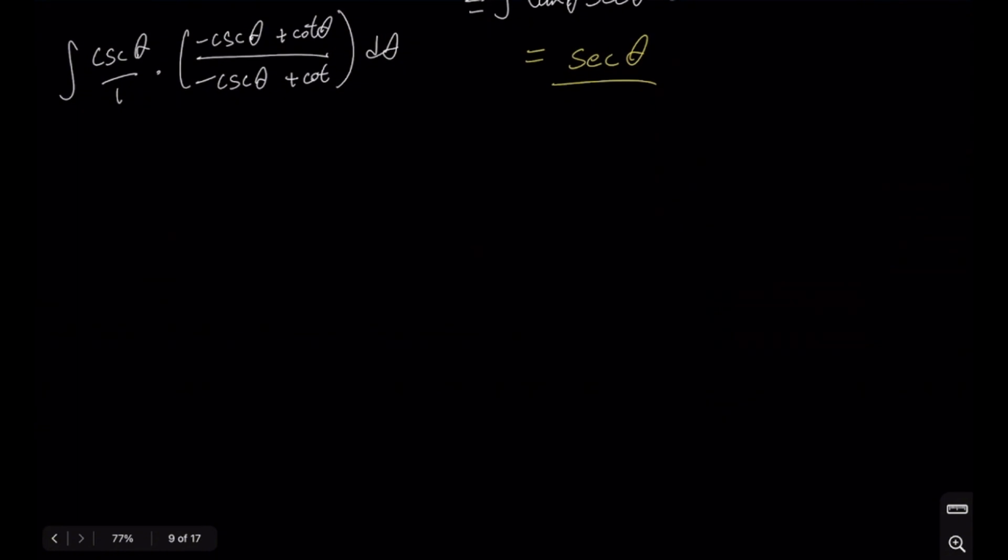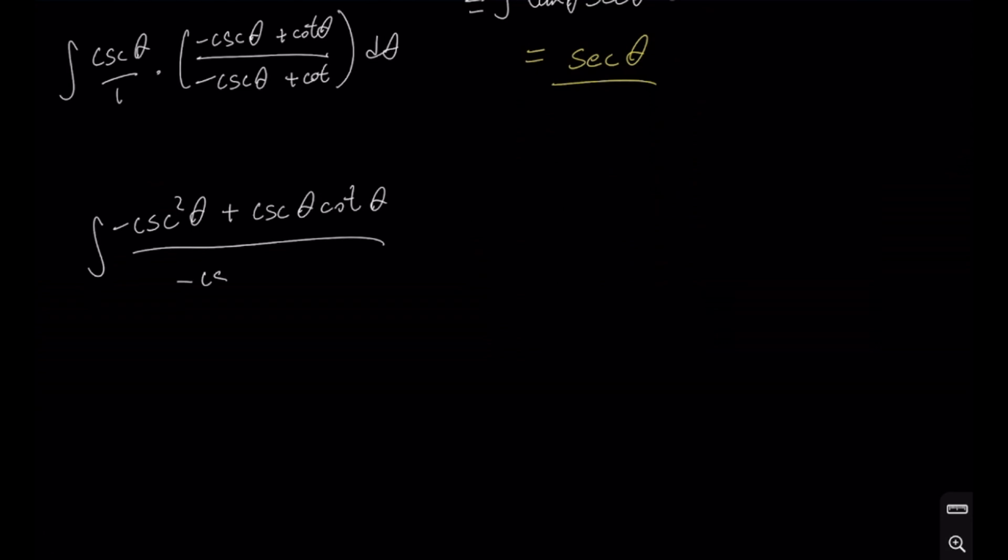Okay, so now since this is multiplied, I can distribute. I will have negative cosecant squared theta plus cosecant theta cotangent theta divided by our same denominator. Now you'll recognize that you can use a u substitution right here. I'll say let u equal negative cosecant theta plus cotangent theta. So I'm letting u equal the denominator.